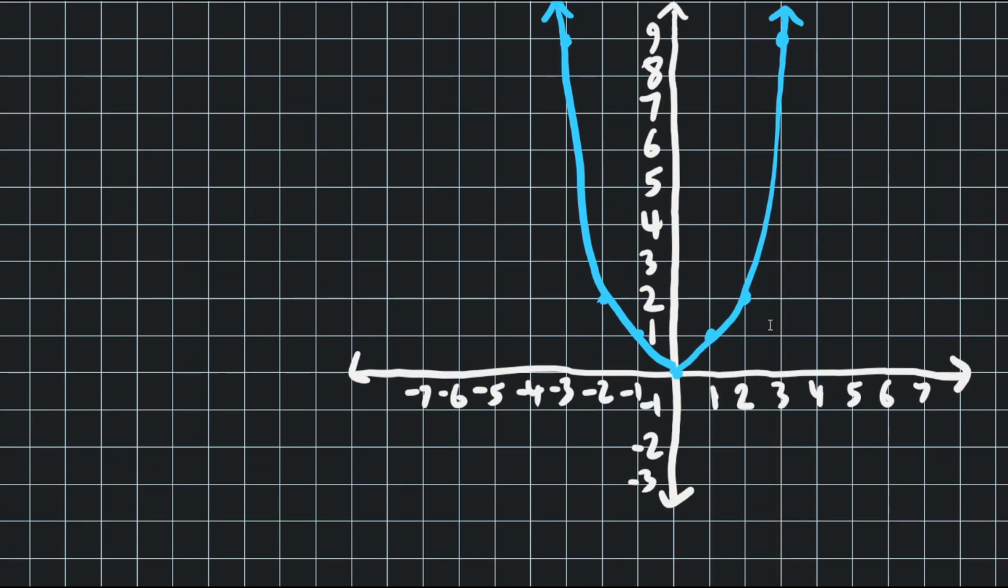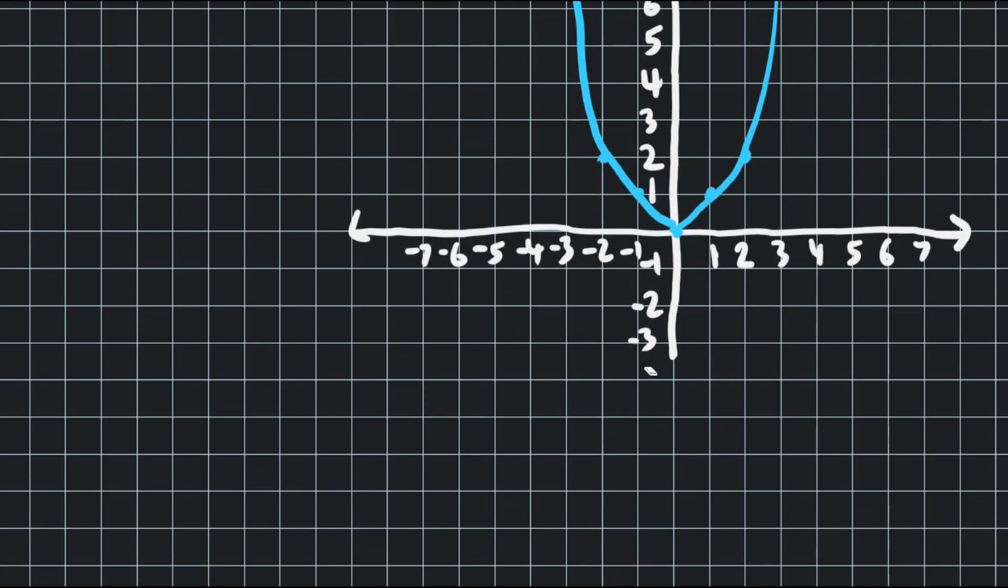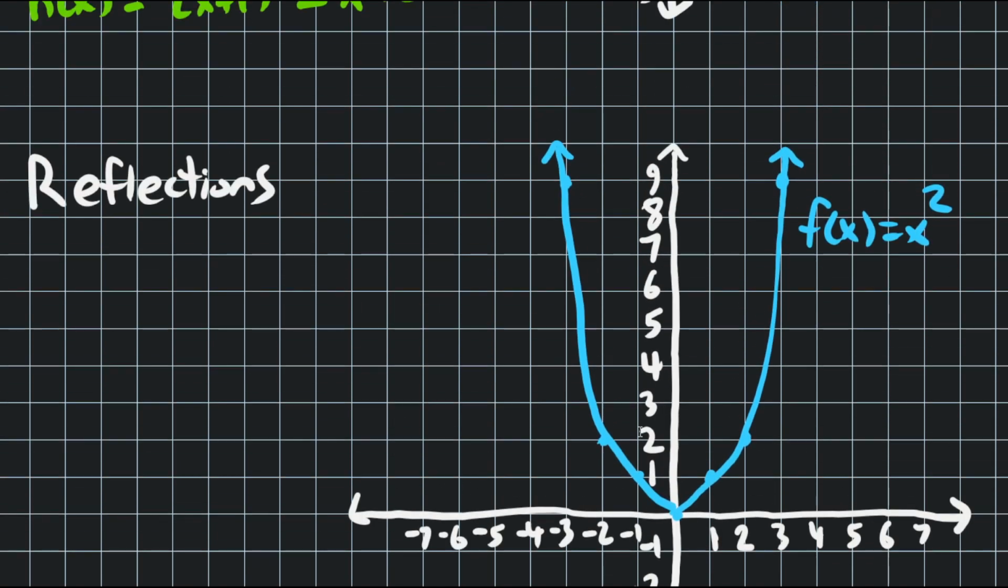So I have this parabola drawn right here in blue, f of x equals x squared. And right here, we're going to talk about reflections. I just realized I think I need a little more space. Let me go ahead and just expand the y-axis. So -4, -5, -6, -7, -8, -9. Perfect. So we're going to talk about reflections.